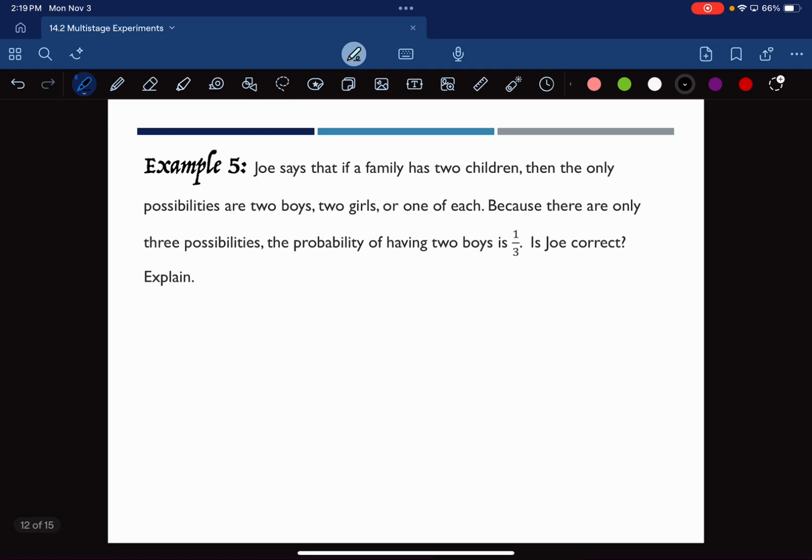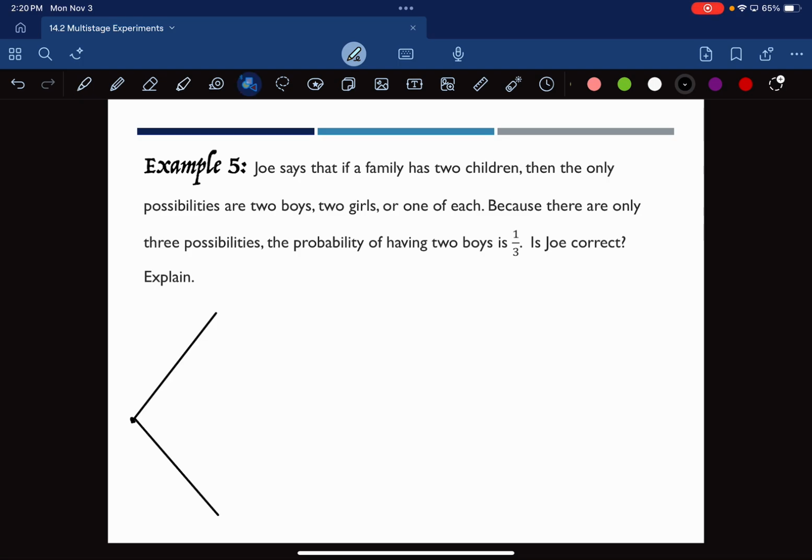Okay, let's do one that's more like a problem C kind of question. Joe says that if a family has 2 children, then the only possibilities are 2 boys, 2 girls, and 1 of each. Because there are 3 possibilities, the probability of having 2 boys is 1/3. Is Joe correct? Explain. So let's draw the tree diagram that represents this so that we can adequately answer. This is not the only way to do this, but it helps to get a picture of what's going on here. So if a family has a child, there's 2 options.